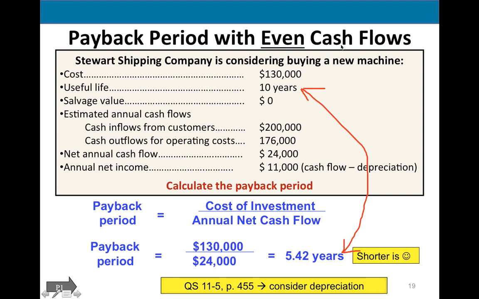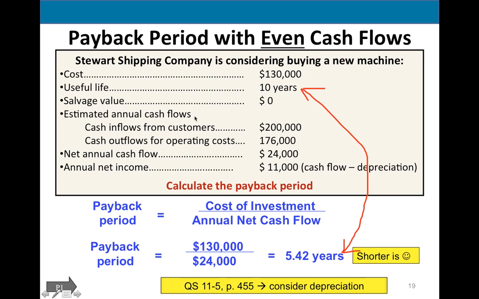So every year the cash flow is the same. So here we are a shipping company. We're considering buying a new machine. This is the cost of the machine, $130,000. This is the number of years. There is no salvage value. If there is a salvage value, it's considered to be an additional net cash flow at the end of life.